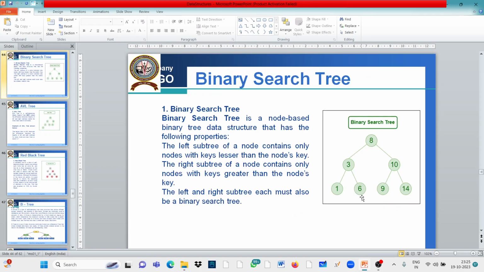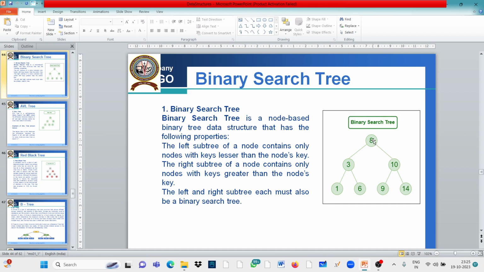Then we will study the binary search tree in detail. The binary search tree is a node based binary tree data structure that has the following properties. The left subtree of a node contains only nodes with keys lesser than the node's key, the root key. What you have written inside the circle is the key. 8 is the key, 3 is the key, 1 is the key. So all the keys in the left subtree must be smaller than 8, and all the keys in the right subtree must be greater than 8.